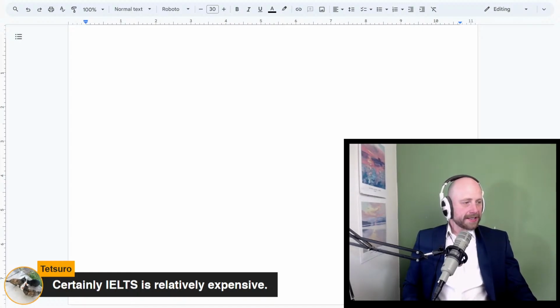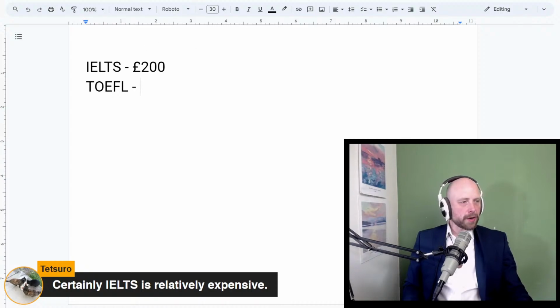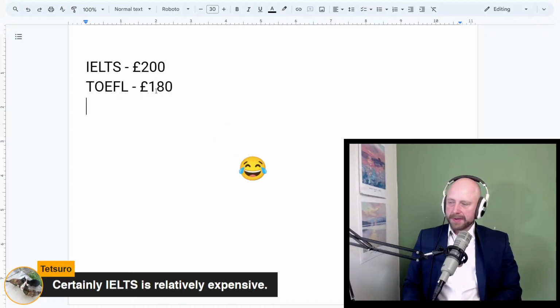Let's get a list of them. So you've got IELTS, which costs you about £200 to do the exam. You've got TOEFL. TOEFL's a good one, especially if you're going to the US. It's very well recognized in the US. It's a bit cheaper, about £180.